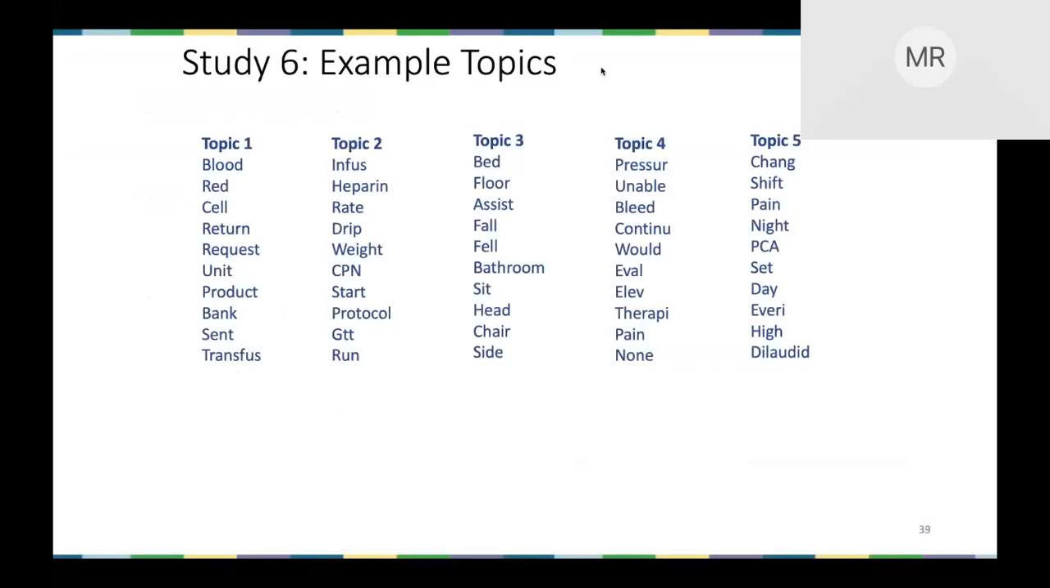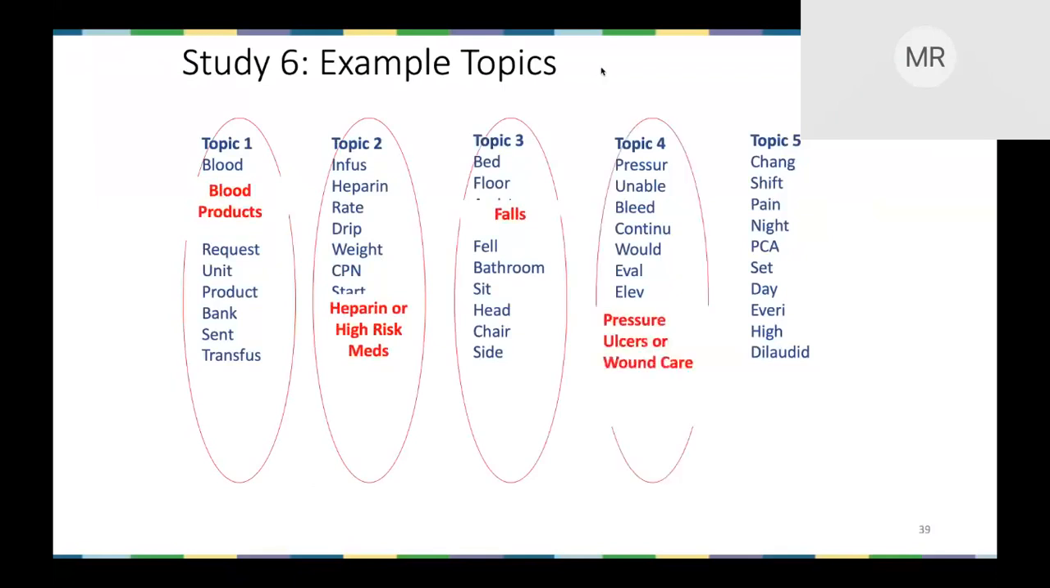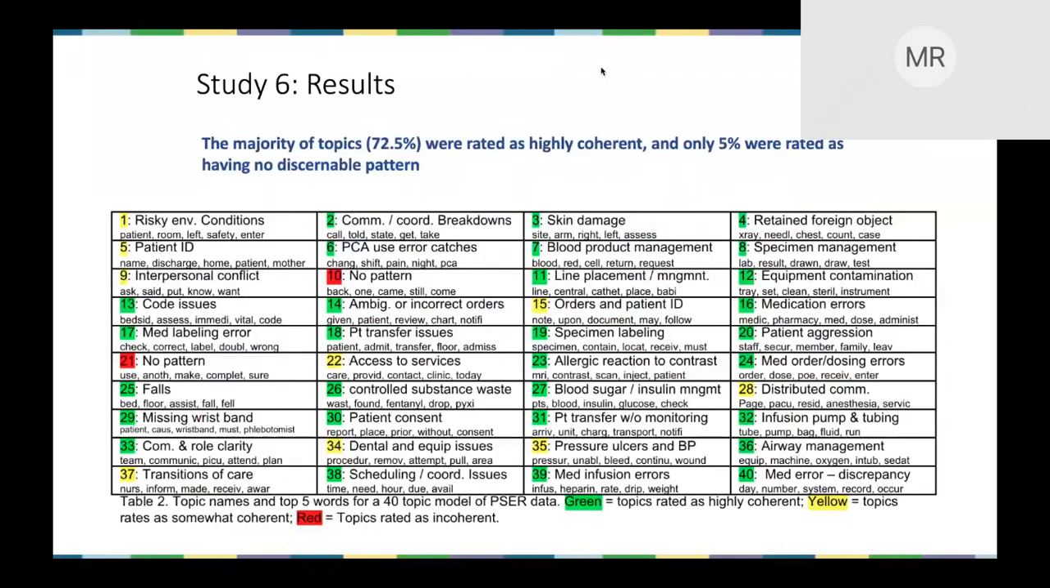If you read those terms, you can guess, if you've spent any time working in safety and hospital management. Topic 1 is about blood products. Topic 2, infusion, heparin, rate, drip, weight. Those are heparin or high-risk medication errors. The middle one is clearly about patient falls. Topic 4 is about pressure ulcers or wound care. And the last one was a little bit unique. It was a collection of errors found at shift change, which is also something that happens.